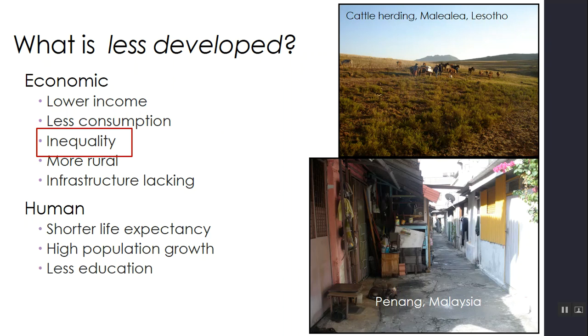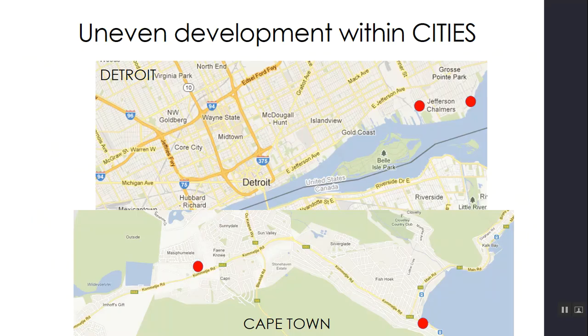Inequality is not just an aspect of less developed economies. We'll talk a little bit more about inequality, but this also takes place in developed countries. Inequality in the United States has been increasing over the past several years. And we also have uneven development within cities. These are two maps. One is of Detroit in the United States, and the other one is in Cape Town, South Africa. So this happens in a wide variety of countries.